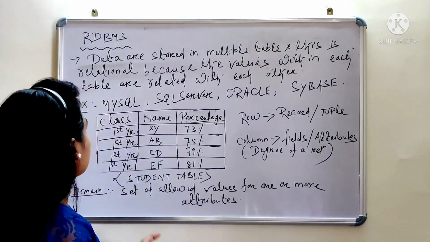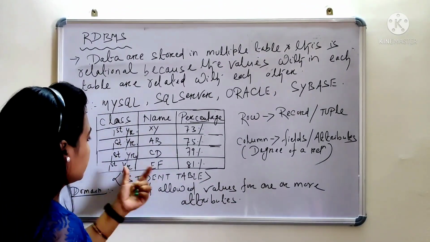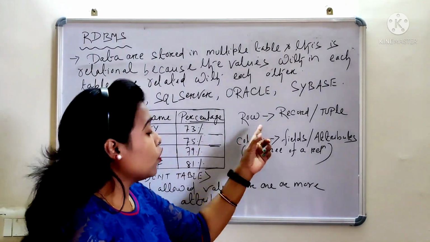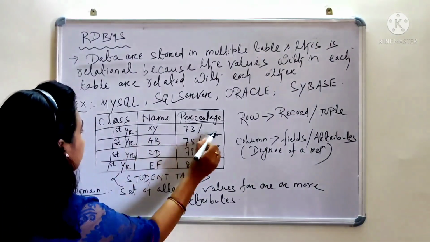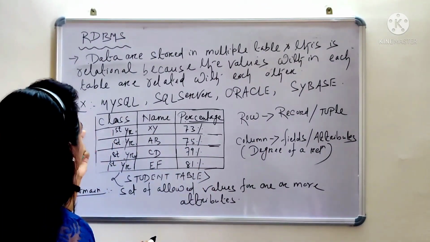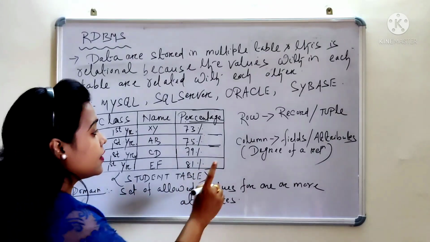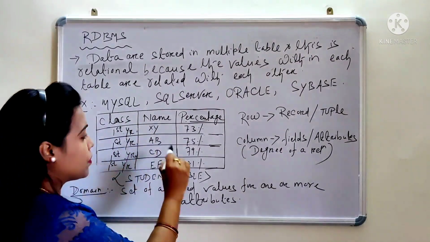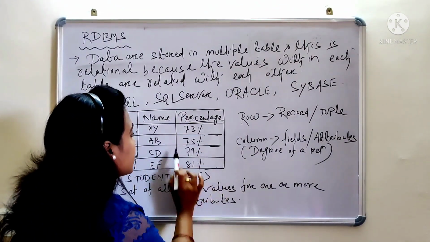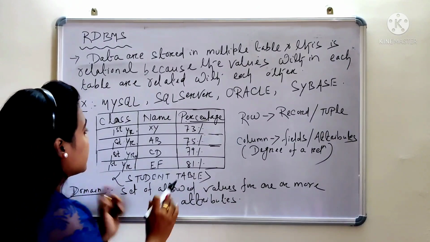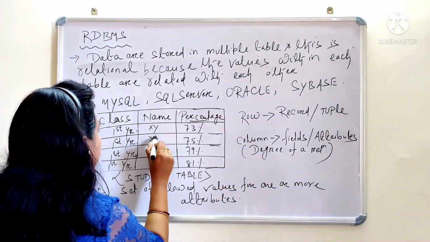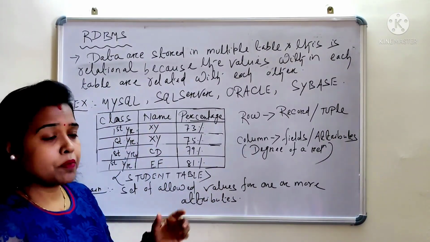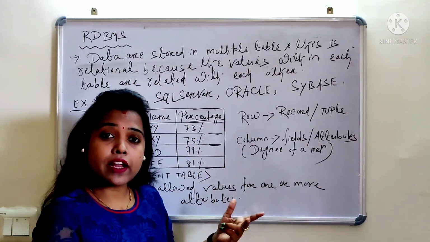Now I will move to this table. In the student table, here is the information of class, and another concept: each row stores the information of a student, such as the class, name and percentage, but each column stores the same set of information. Means class means only class information, name means the name, and percentage means the percentage of a student. Now suppose I want to enter the percentage of student XY, but both cases are the same. So whom should I enter first?